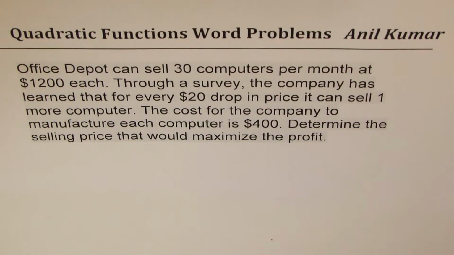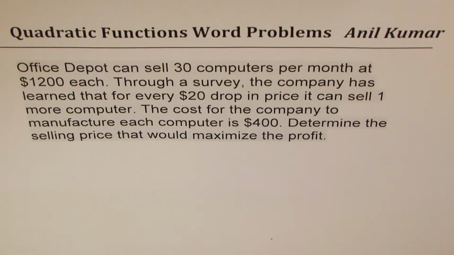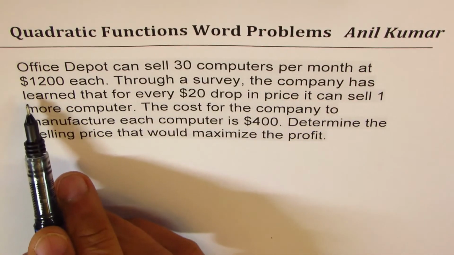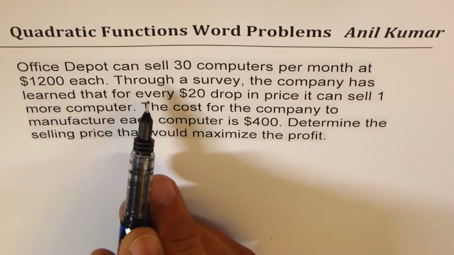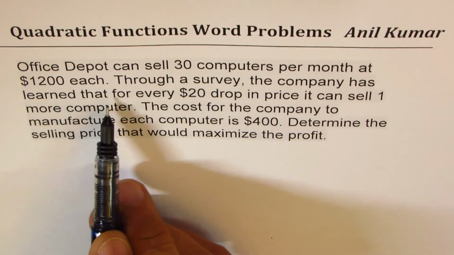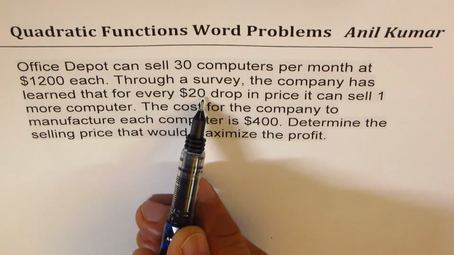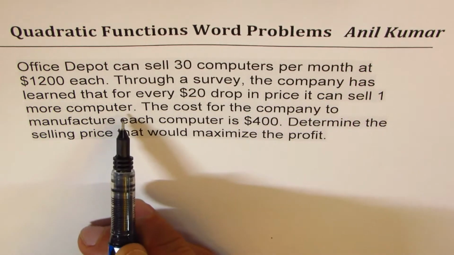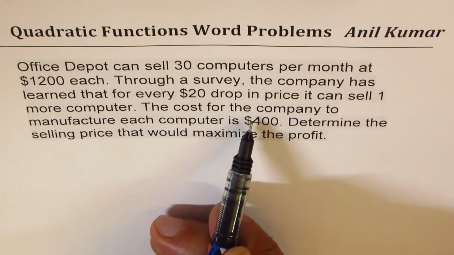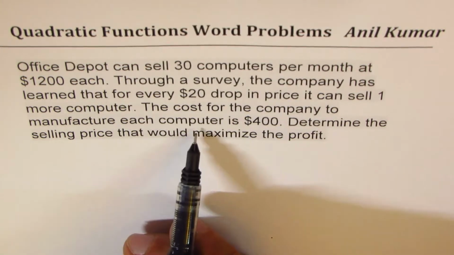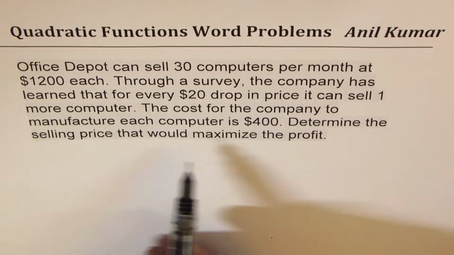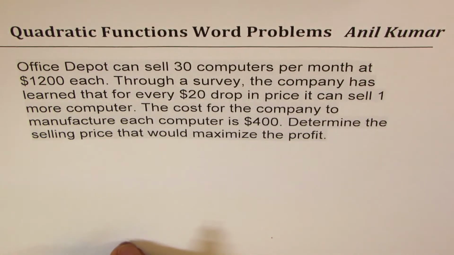Here is an example to find maximum profit. The question here is, Office Depot can sell 30 computers per month at $1,200 each. Through a survey, the company has learned that for every $20 drop in price, it can sell one more computer. The total cost for the company to manufacture each computer is $400. Determine the selling price that would maximize the profit, right?